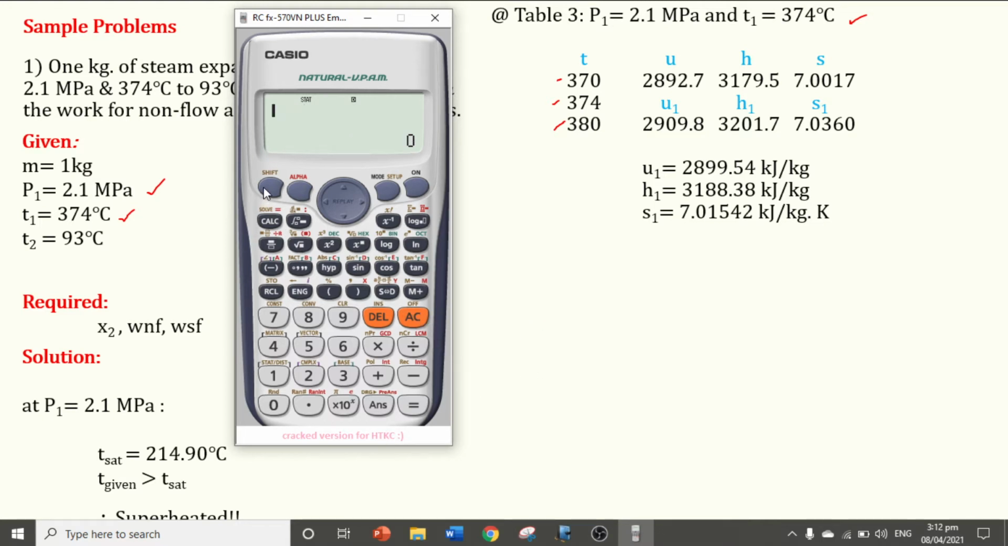Then last is yung S1. Punta lang tayo sa data, edit natin si Y. 7.0017 and 7.0360. Press AC, shift 1, 55. Lagay natin si temperature, 374. Therefore, S1 is 7.0154 kilojoules per kilogram.